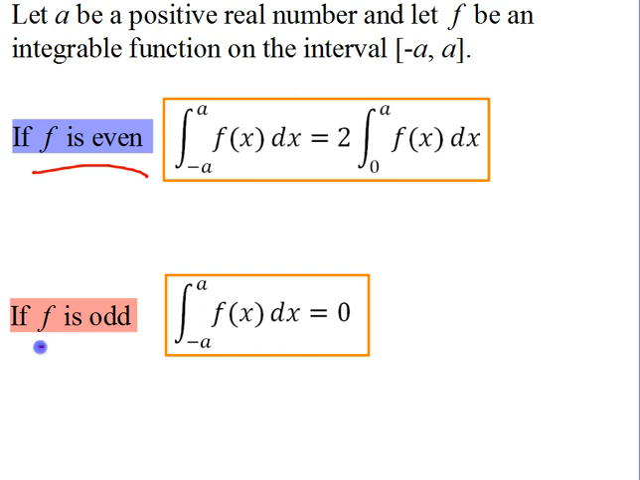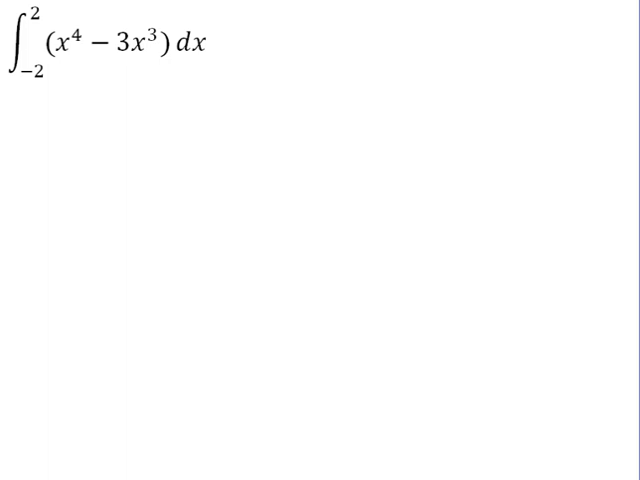Now if f is odd, then going from negative a to a, because the function is symmetrical about the origin, the areas actually cancel out, and so this integral is just 0. This is always the case for odd functions. This is going to help us simplify some integrals when we have symmetry in our bounds and we can break it up into even and odd functions.